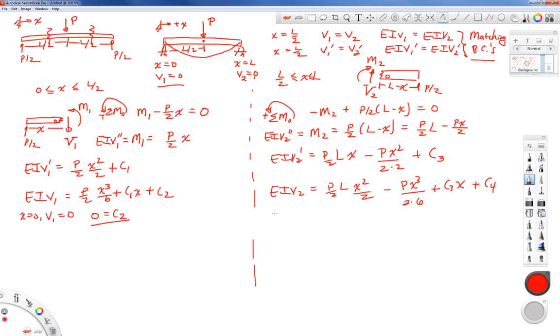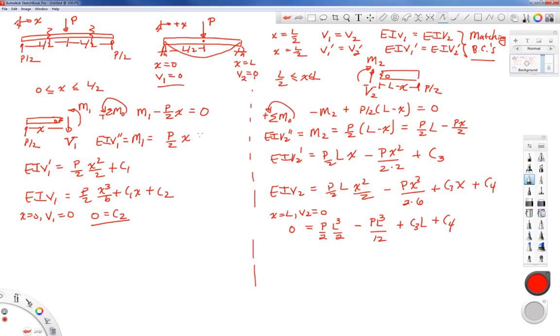Over here, I have x equal to L, V2 is equal to 0. So I plug in 0 for V2, and I plug in L for x. I'm going to get a PL cubed over 4 minus, here we have a PL cubed over, let's see, that would be 12, plus C3 times L plus C4. Notice I have 2 unknowns in this equation.